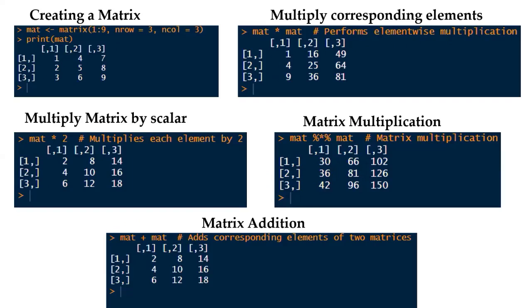And then at the top right, I have multiply corresponding elements. So this is different from matrix multiplication. Multiplying the corresponding elements means 1 times 1, 4 times 4, 7 times 7, 2 times 2, 5 times 5. And then matrix multiplication. This is what we were taught in school. So when you do that, this is what you get for the matrix multiplication. So just know that if you want to do a matrix multiplication, you don't use the star. You use a percentage sign, 2 percentage signs, and then the star in the middle.